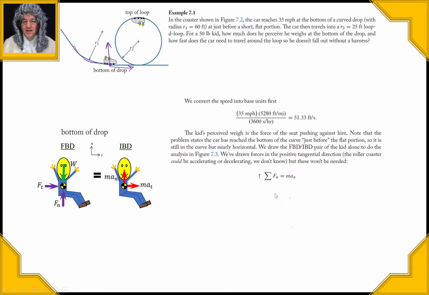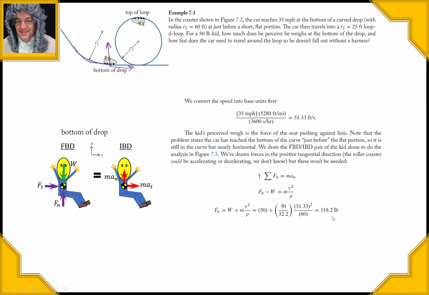So in the normal direction, the sum of the forces, I write them out, is mass times acceleration. The only things happening in the normal direction are that normal force and the weight, right? So we know his weight, we can find his mass. His mass is going to be the 50 over 32.2. And we know what the velocity is, 51.33. So that normal force is 118.2.